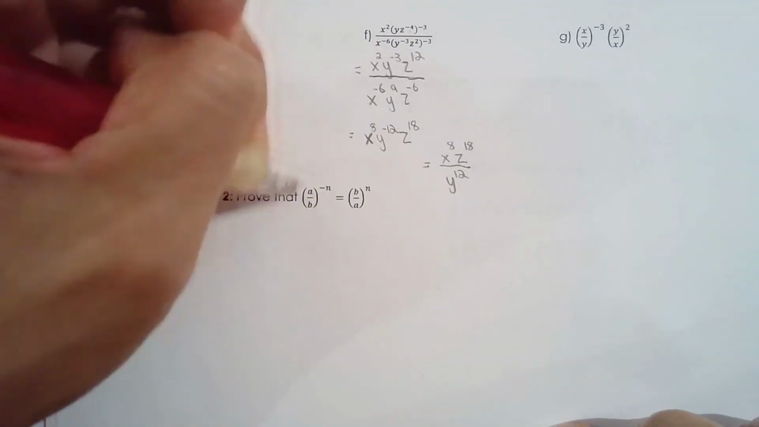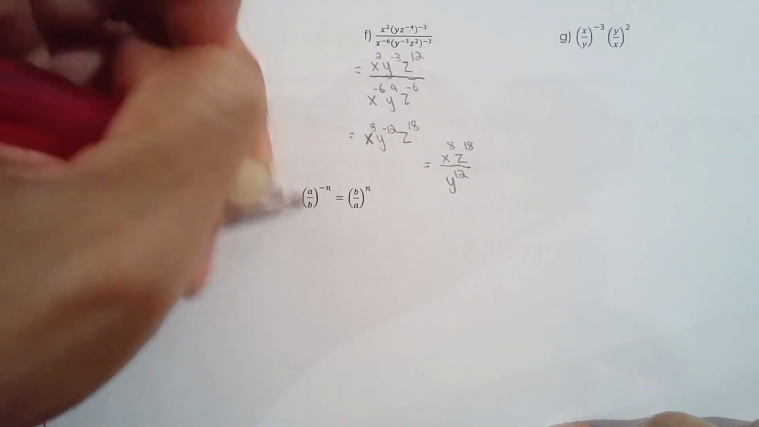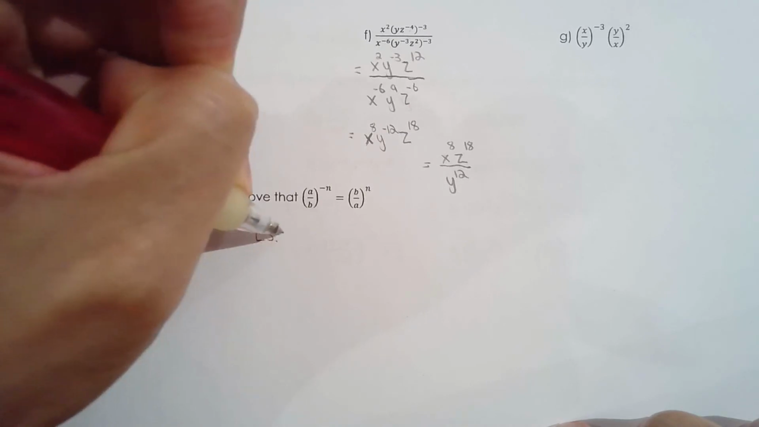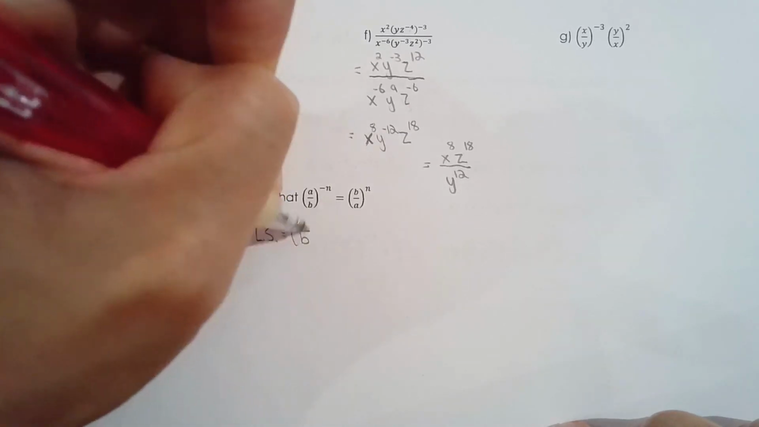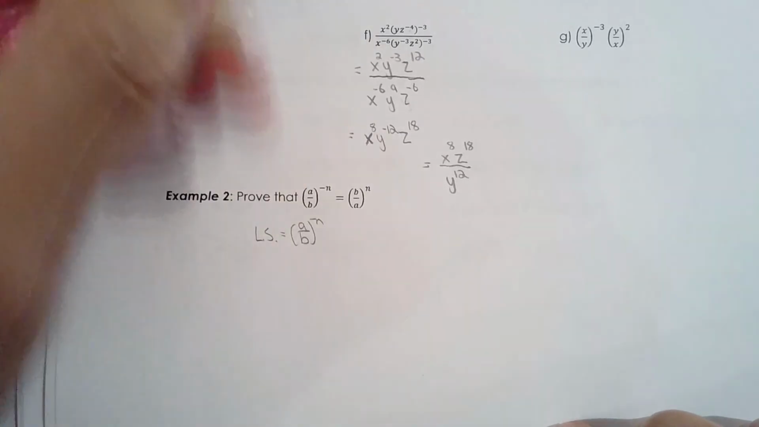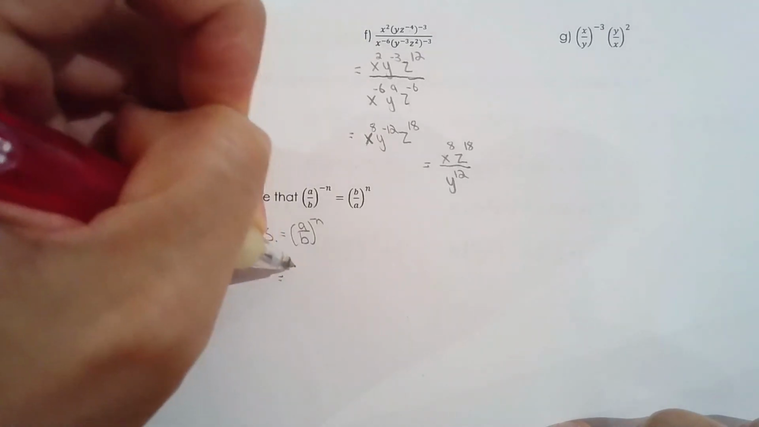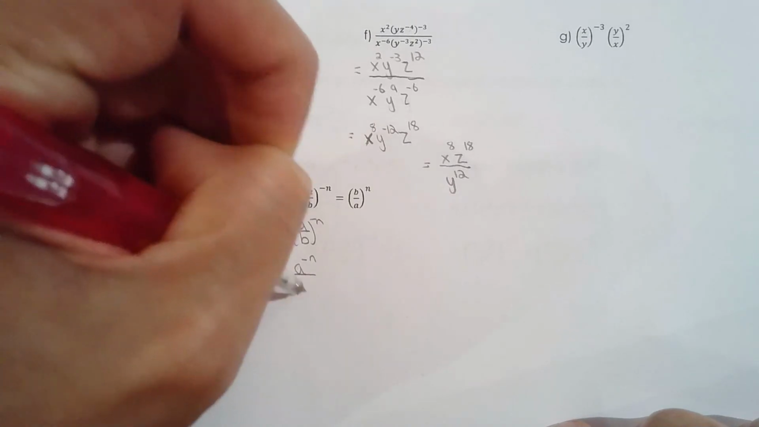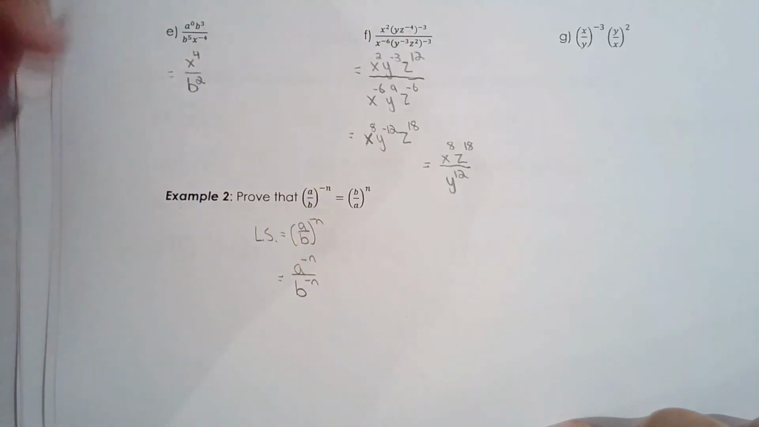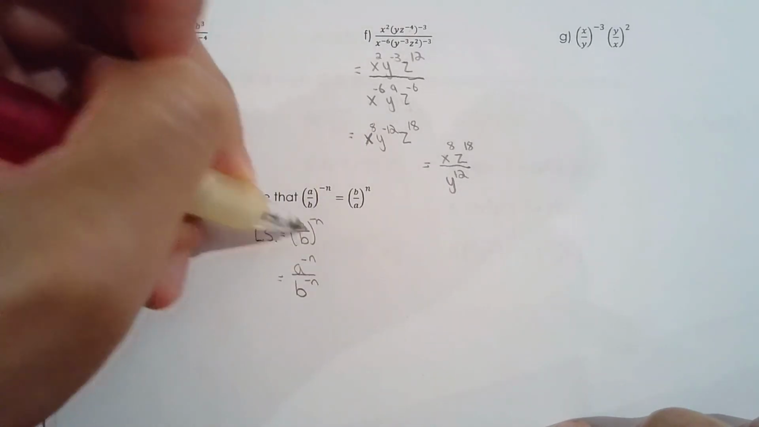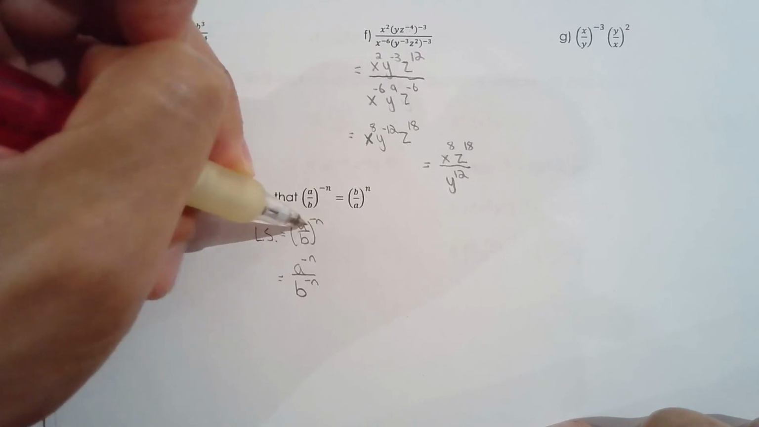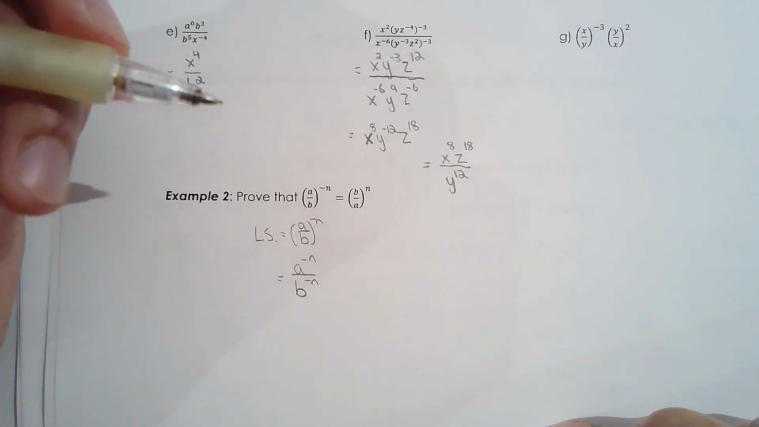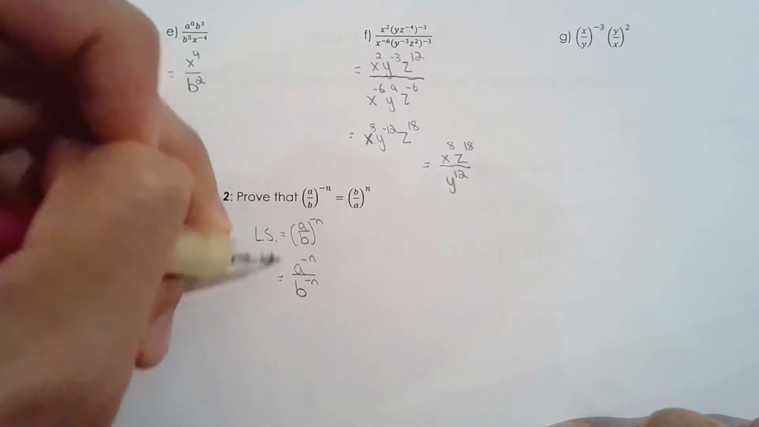So I'm going to prove using, let's say, the left side. Okay, so we have a over b to the power of negative n. I'm going to work with the left side. So what does that mean? You're going to have a to the power of negative n over b to the power of negative n. That's what you did in grade 9, right? Your base is a quotient, so you apply the exponent to the numerator and the denominator.